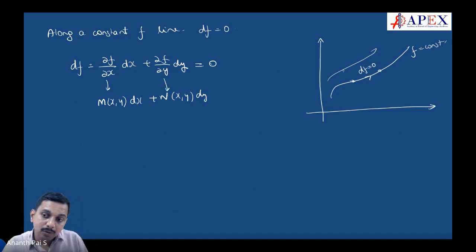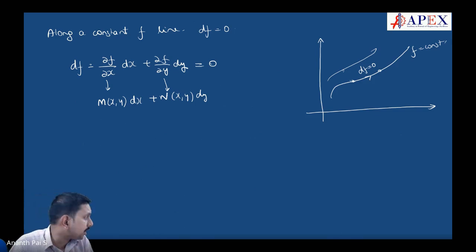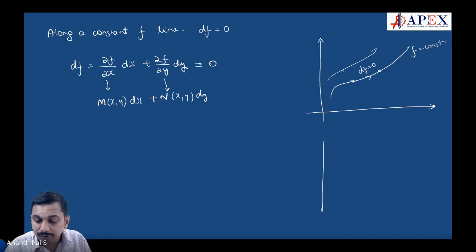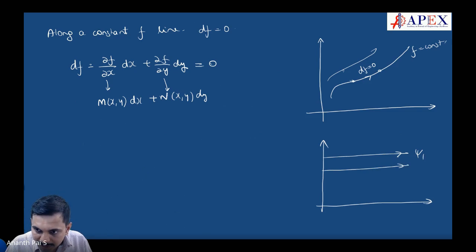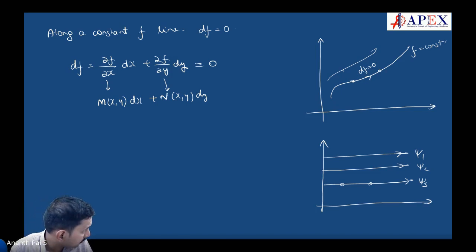When you go along that line, there is no change. df means change, is it not? When you consider a stream function, in a uniform flow, this is the stream function psi. This is psi 1, this is psi 2, this is psi 3, and so on, right? So when you go along this line, there is no change in psi. So along the constant f curve, df is equal to 0.